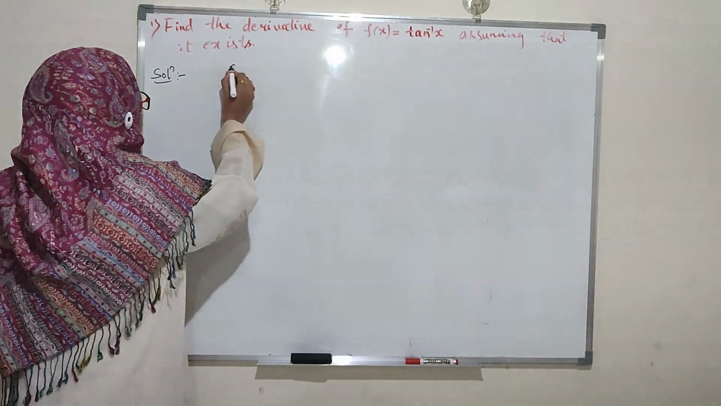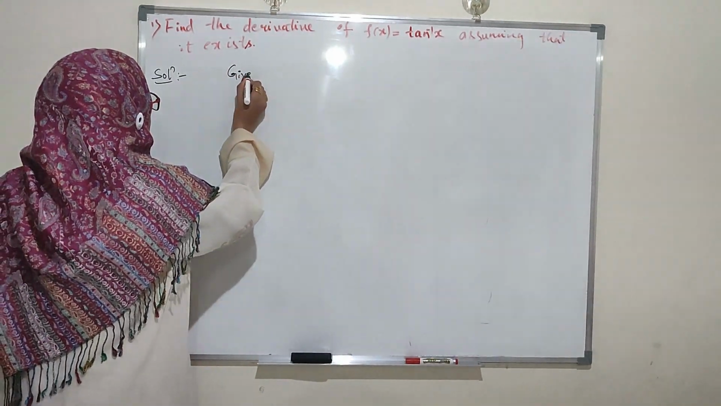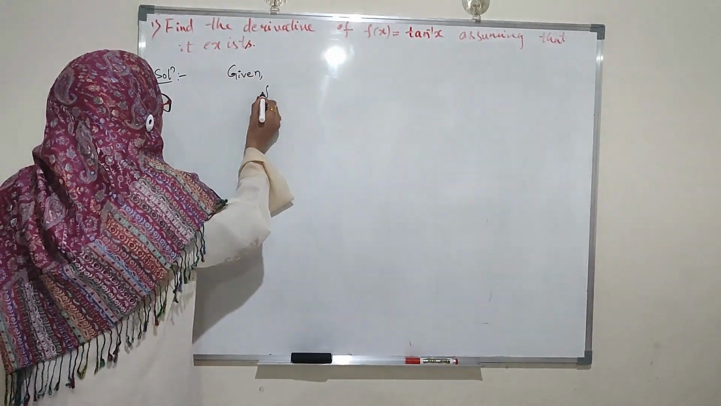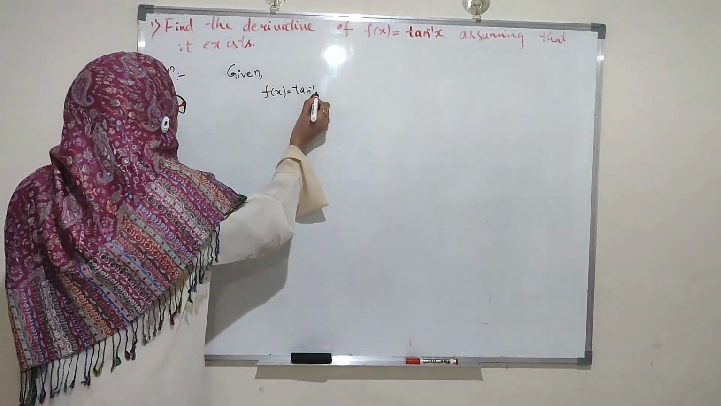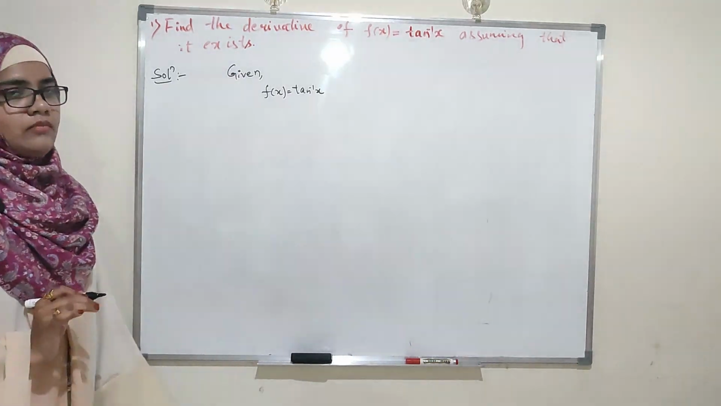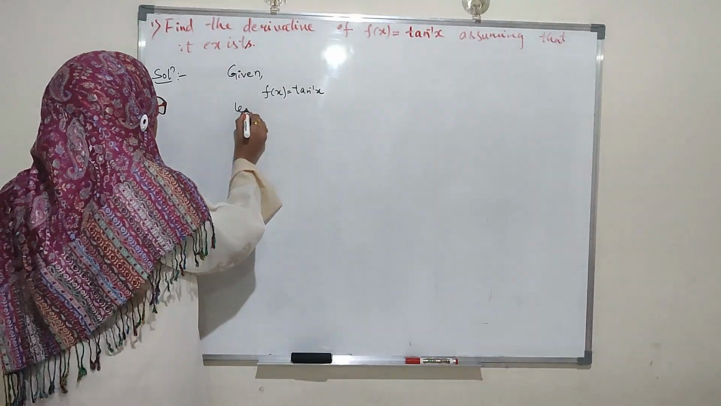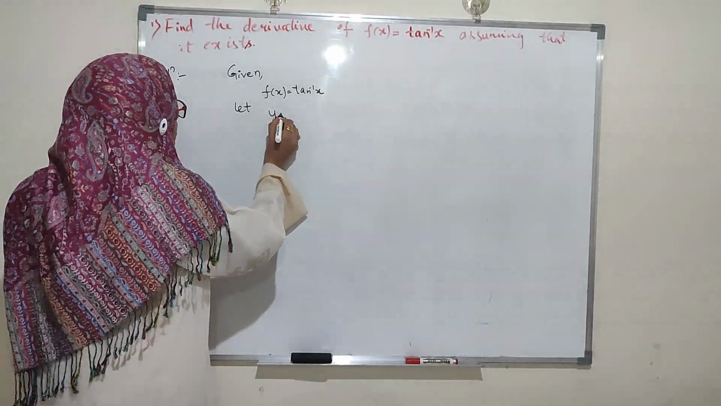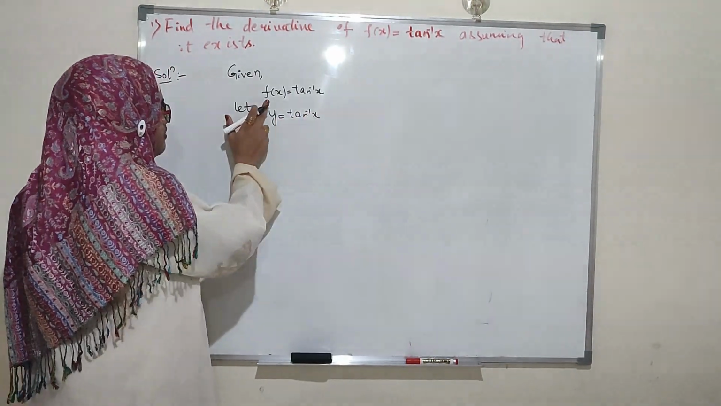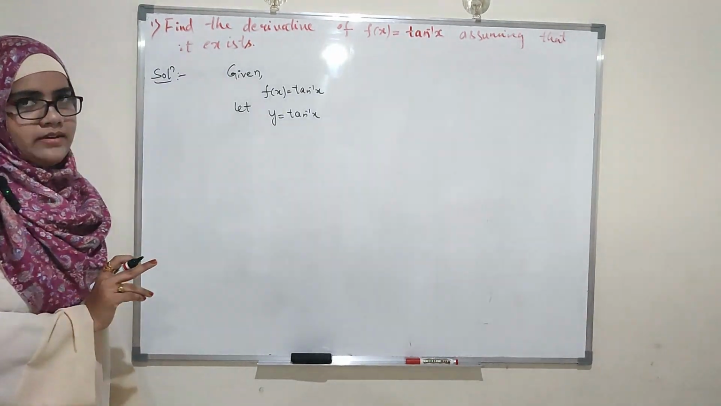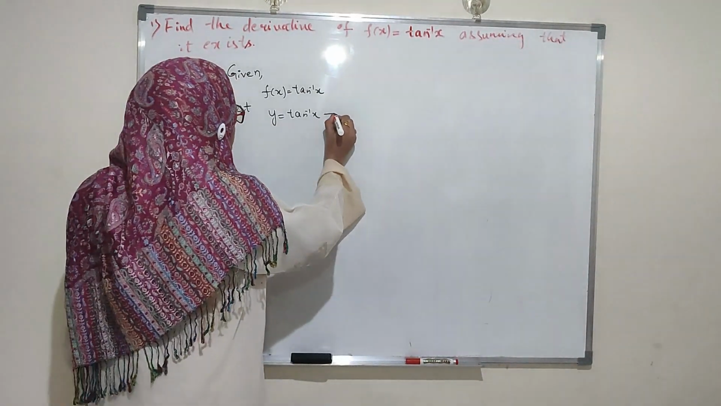Write what is given to you. f of x is given as tan inverse of x. Let y is equal to tan inverse of x, meaning I am taking the function f of x as y. So name this one as equation 1.